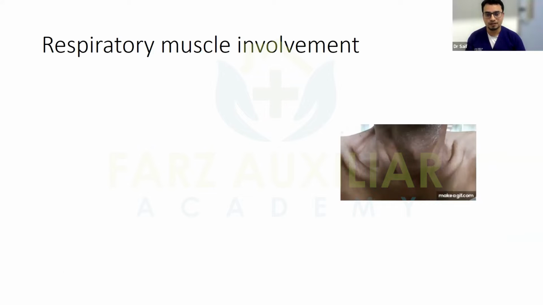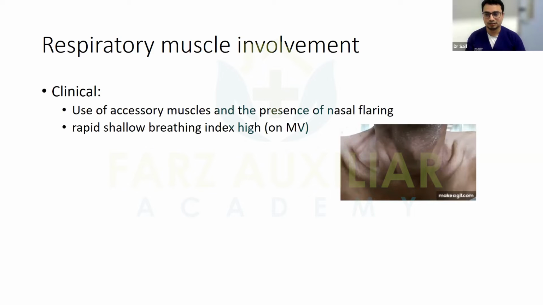So just to explore the last point, respiratory muscle involvement in any neuromuscular disease: how to assess it? Clinically, obviously, you can see the accessory muscles and nasal flaring. And if the patient is on mechanical ventilation, you can count the rapid shallow breathing index. If it is more than 105, or 135 in case of COPD, the respiratory muscles are significantly involved. These patients especially pose a challenge for weaning and extubation later.